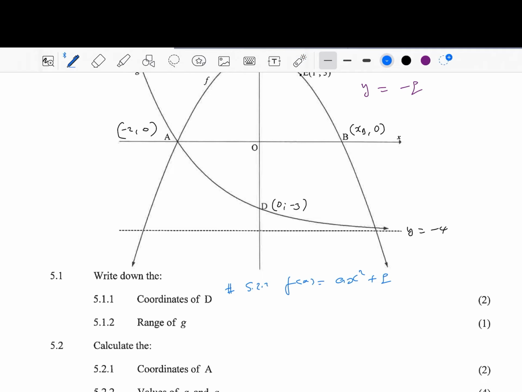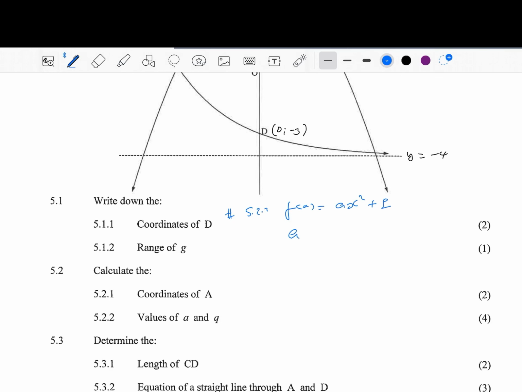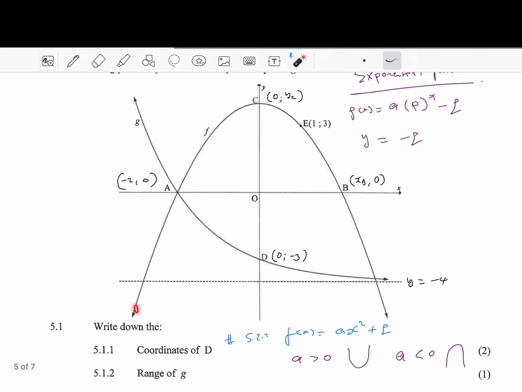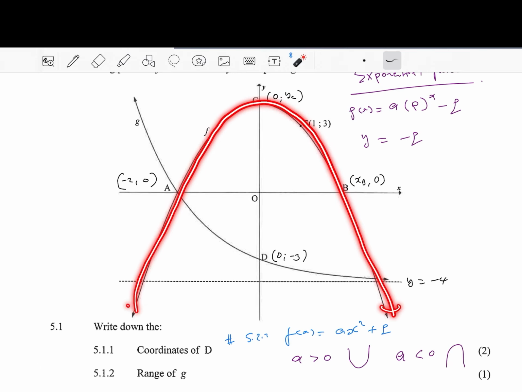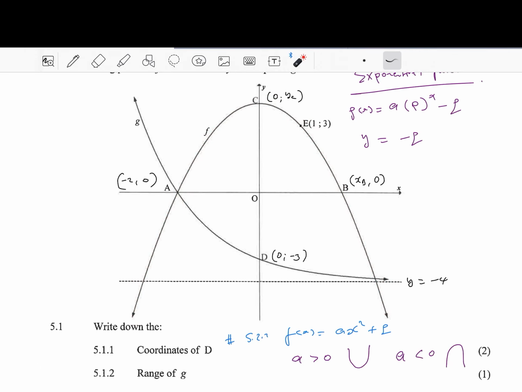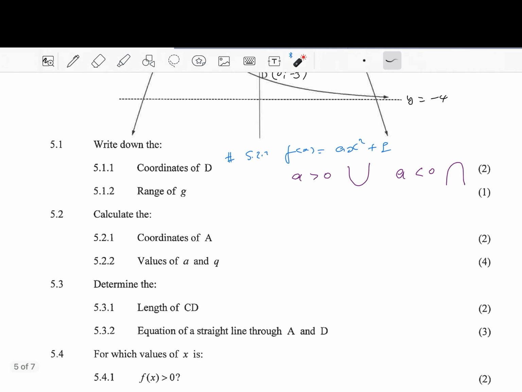If a is greater than 0, the parabola graph will look like this. If a is less than 0, the parabola graph will look like this. From this parabola graph, we already see that a is negative. That's one fact. And q is the y-intercept. It's always going to be the y-intercept.